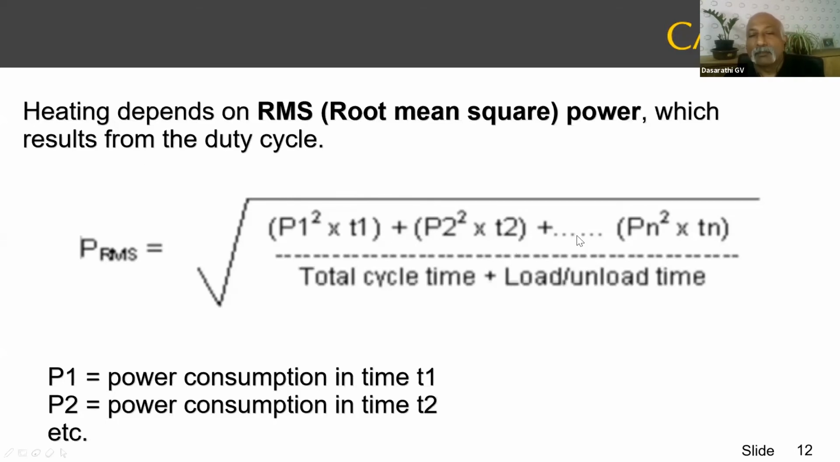So like this, you calculate the root mean square, and that is the final power that you're using for that particular part. And this is also going to decide what your power bill is. The power bill comes from the RMS power.